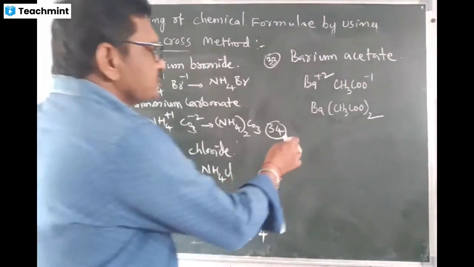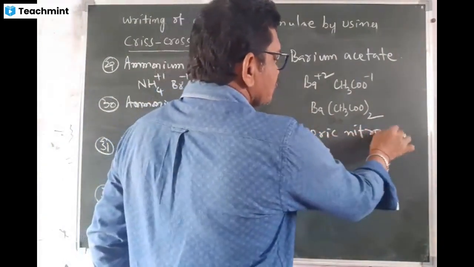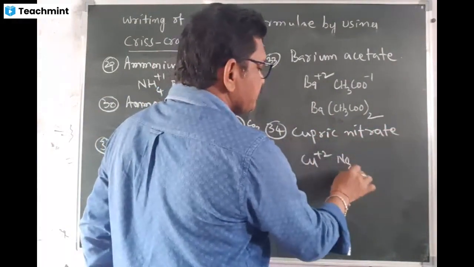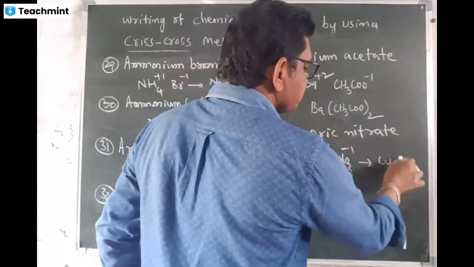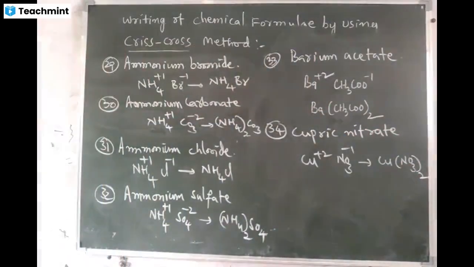Okay, next, cupric nitrate. Cupric means Cu plus 2, nitrate means NO3 minus 1. Then the formula becomes Cu(NO3) taken twice. That is cupric nitrate.